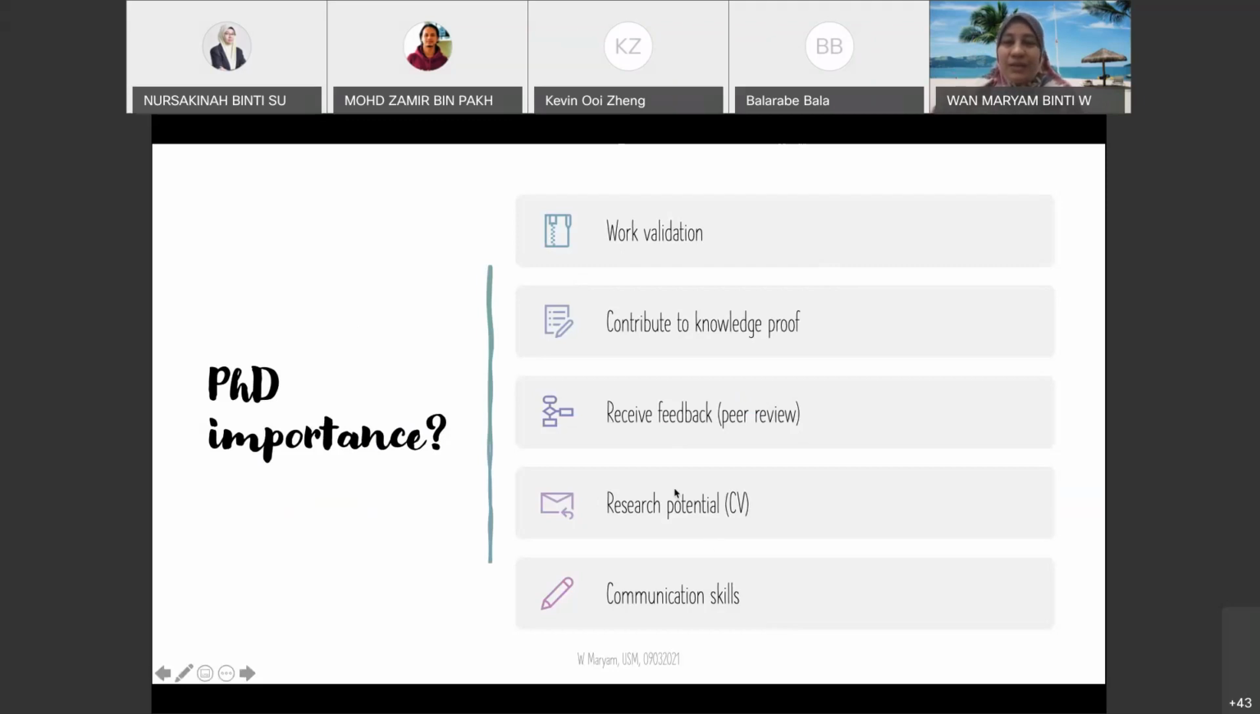Okay, this is also something to show the potential of your research. So this would enhance your CV and, of course, communication skill, because writing is a form of communication. You're trying to communicate to other people to talk about your research. So it's a communication skill. Research would be worthless until it is published. So have that in mind as well.